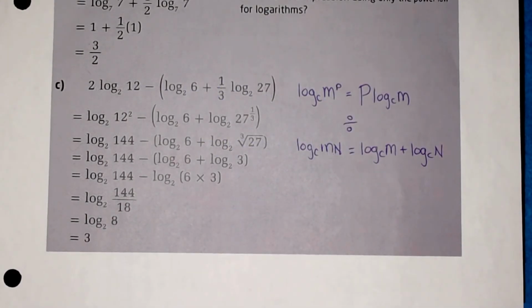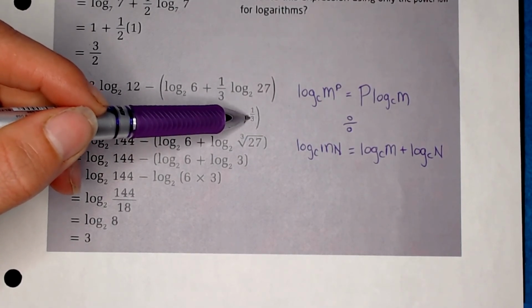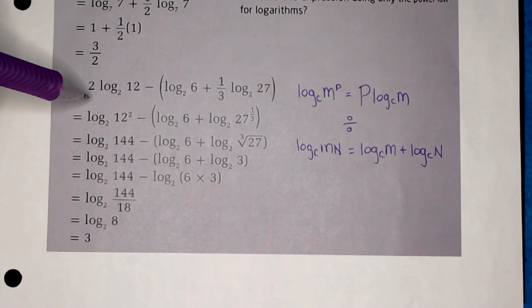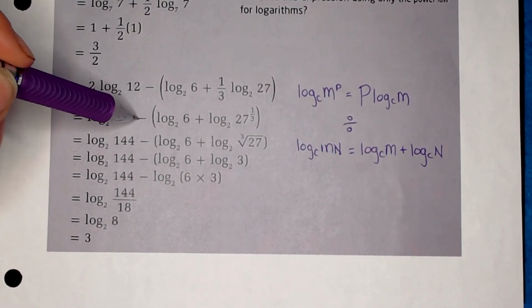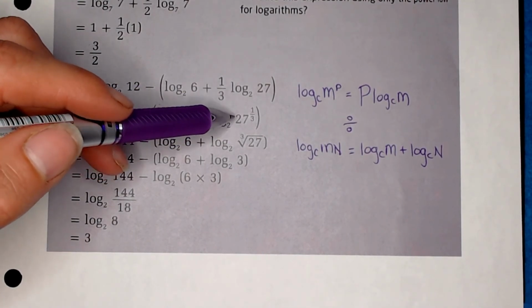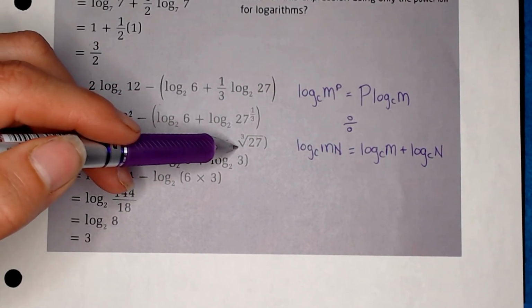In C, it looks a little bit more complicated, but I just want you to remember to use your order of operations. So just resolve your brackets first, and then just carry on and move along. What we've done in this question is we have started by taking this 1/3 and making it the exponent power for the 27. And we've also taken the 2 and moved it up here for the exponent on the log 2 12. We have log 2 12 squared minus log 2 6 plus log 2 27 to the power of 1/3. 27 to the power of 1/3 is the cube root. That's where this comes from.